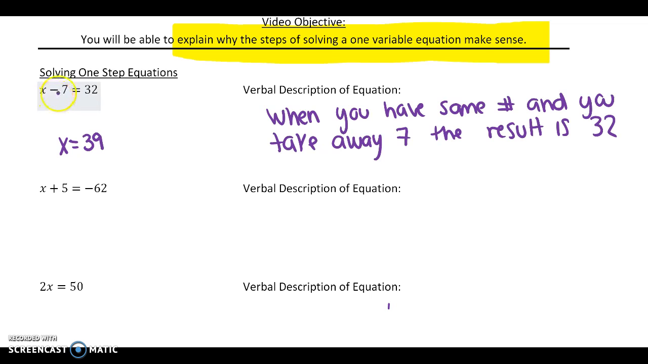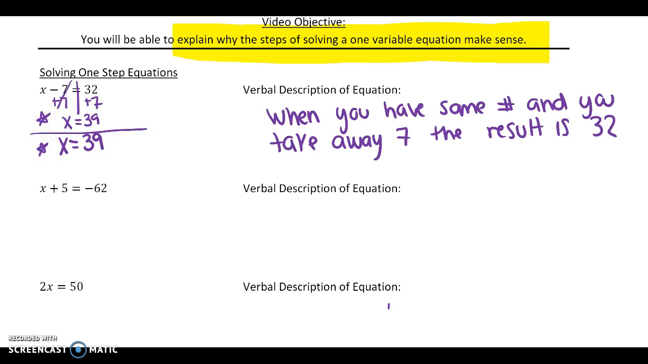Okay, so what we need to do is get x alone. In order to do that, we've got to move away everything that's bothering the x. So if this is minus 7, we undo that by adding 7, because minus 7 and plus 7 makes 0. So that will cancel on this side, and you'll have x equals 32 plus 7 gives you 39. So you can guess and check it, or you can solve for it. Now, why does that work?